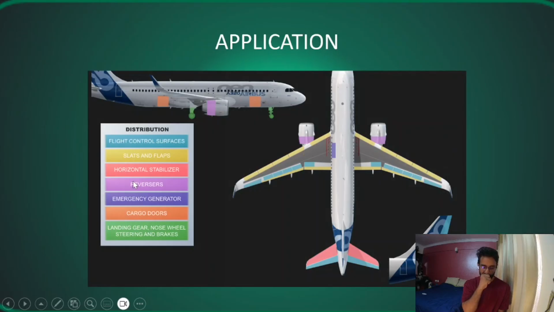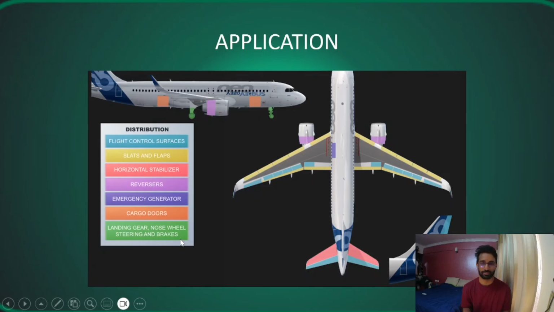So what do you mean by application? Application is where these hydraulic systems are used. What does the hydraulic pressure operate, why do we need it? As you can see, it operates pretty much all of the machinery, the things that move. Your flight control surfaces, which is basically your flaps, your slats, your ailerons, everything is operated on hydraulics. The slats and flaps, your horizontal stabilizer, which is the tail part of it, the reversers for engine 1 and engine 2, your emergency generator, which we talked about, the RAT which supplies the generator, then the cargo doors, which we talked about, and then the landing gear, the nose wheel steering, and the brakes.